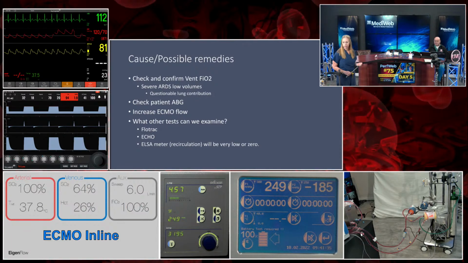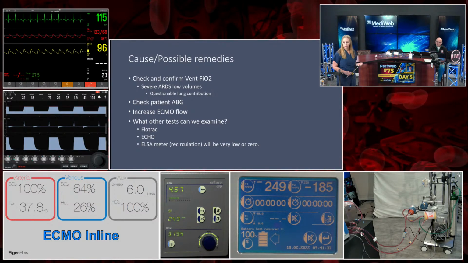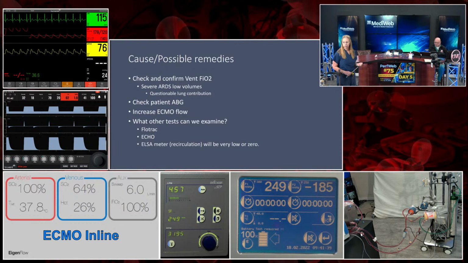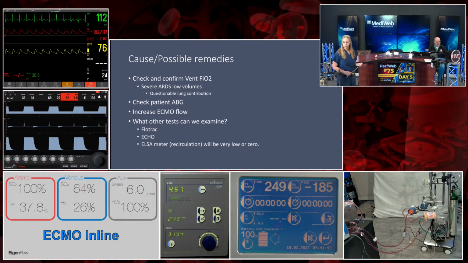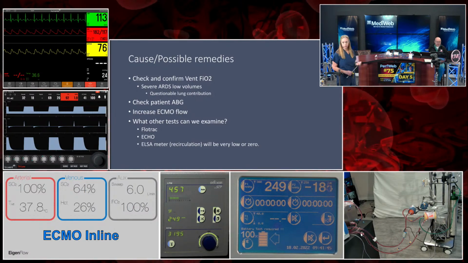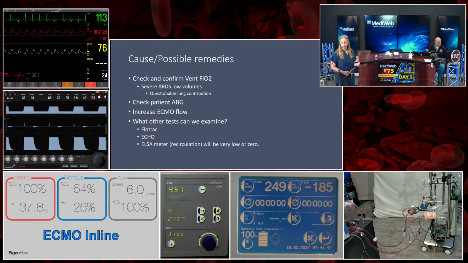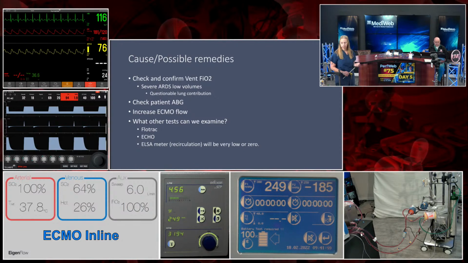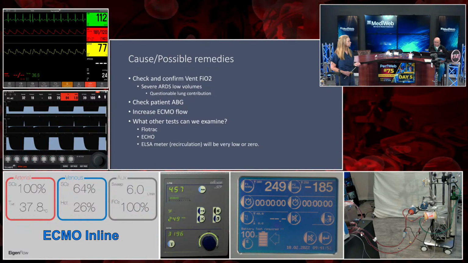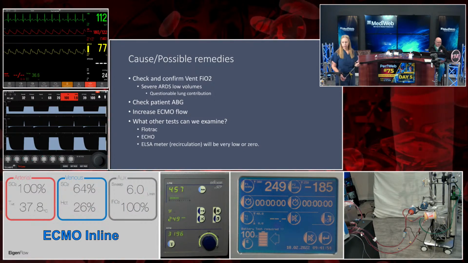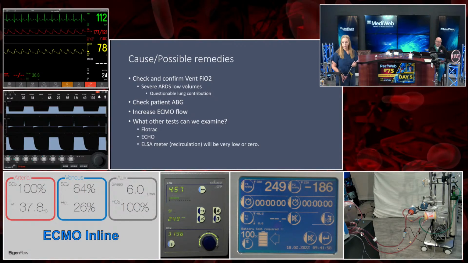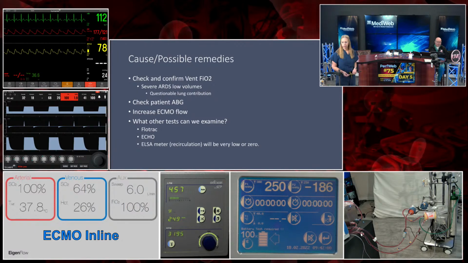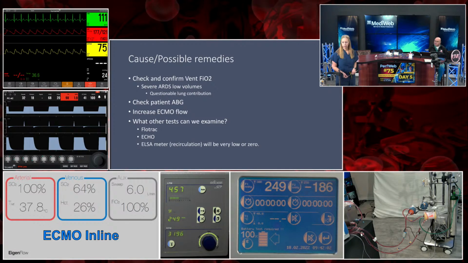So you can go ahead, and I'm continuing with the scenario now, turning the patient monitor on. And we're going to start thinking about some things. Confirm the FiO2. We've already discussed that. Check the patient ABG. Well, we saw the ABG. It is in concurrence with our pulse ox. Increase ECMO flow. We tried that, and that has not necessarily helped us. What other tests can we examine?